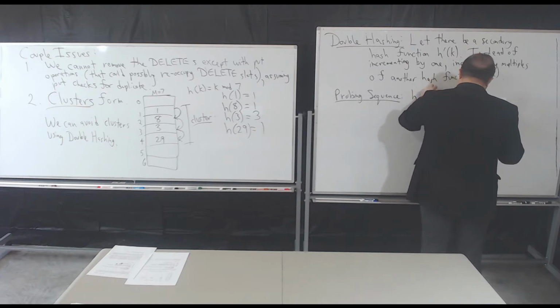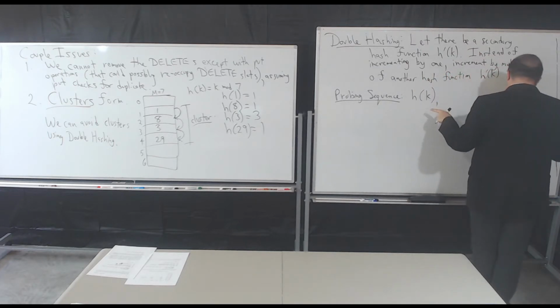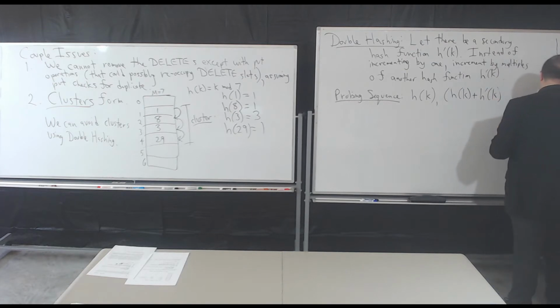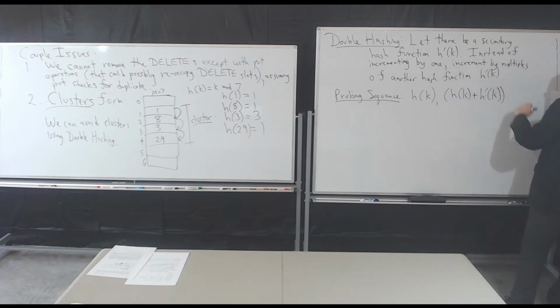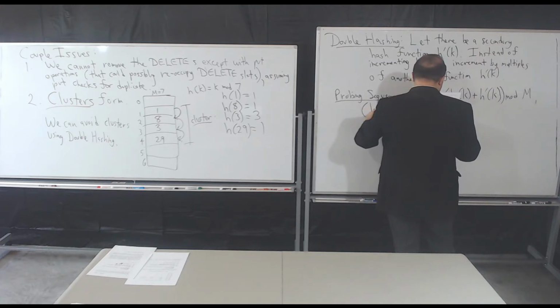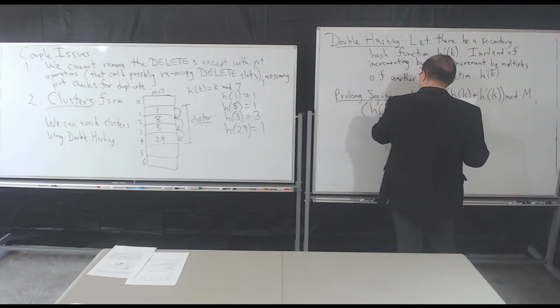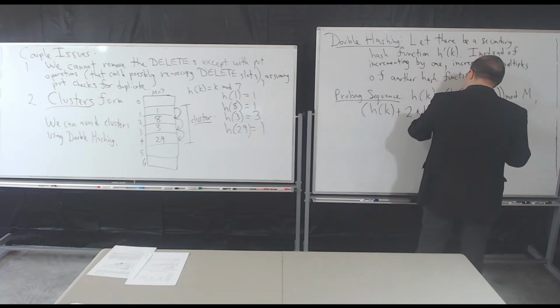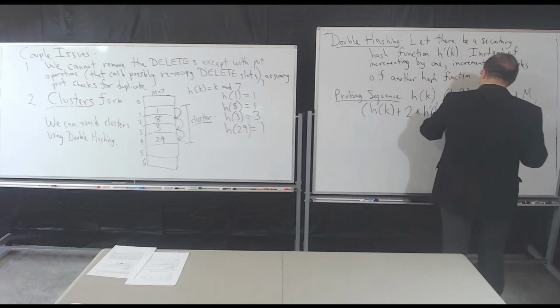So first you check h of k. Now if there's something there, then you're going to need to do the next one, which is just going to be h of k plus h prime of k. You're going to add this secondary hash function. You're going to mod m that. Now if there's something here, what you're going to do is use h of k plus 2 times h prime of k mod m.